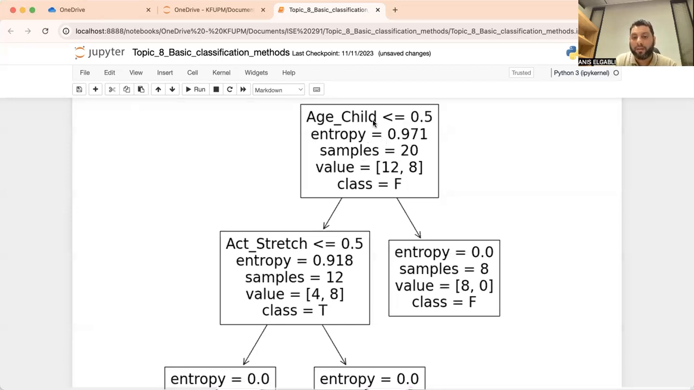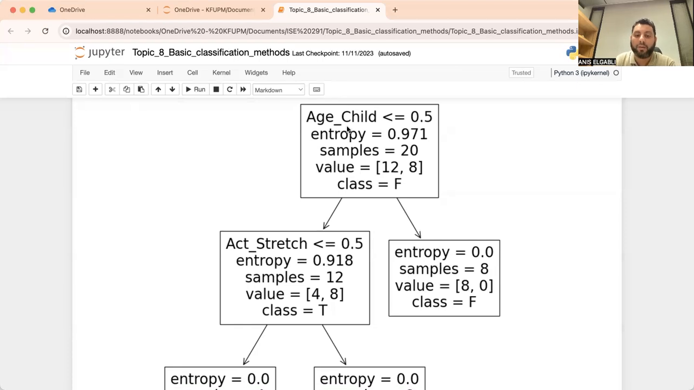Okay, so now if I run this condition, checking the age, 12 samples came here, 8 samples came here. For all of these 8 samples, the value for the target, for the class label, is equal to false. So all of them belong to class false, class F. So this is a clear separation between the two classes. Every sample that comes here belongs to class F. The total number of samples that came here is 8, and all of these 8 belong to class F.